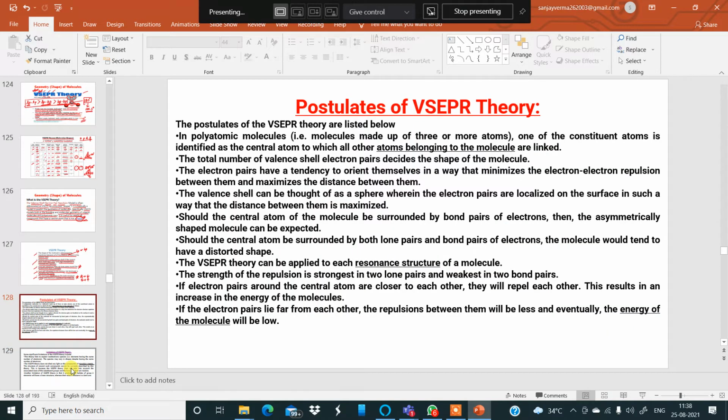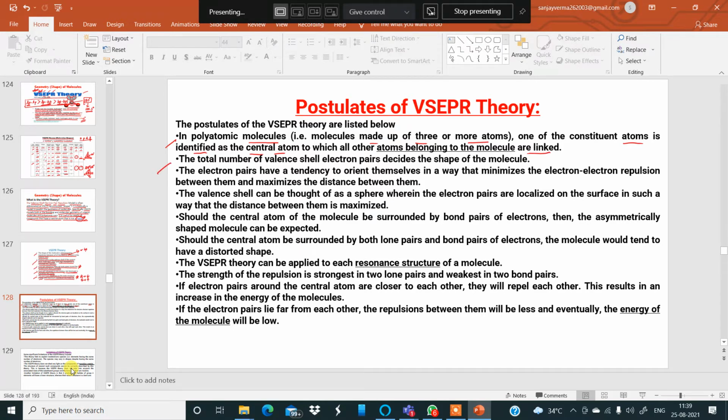So this is one important point in the VSEPR theory. Now coming in detail to the postulates of the VSEPR theory. It is very long, but it is detailed over here. Going one by one. The first one: in polyatomic molecules, molecules made up of three or more atoms are called polyatomic molecules. One of the constituent atoms is identified as the central atom, to which all other atoms belonging to the molecule are linked. That is the first postulate.